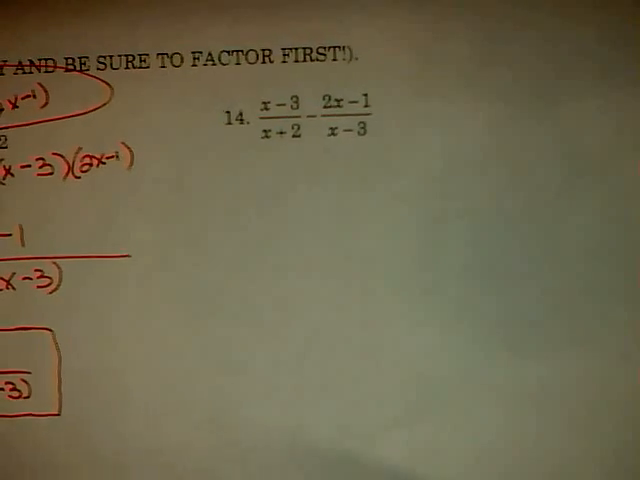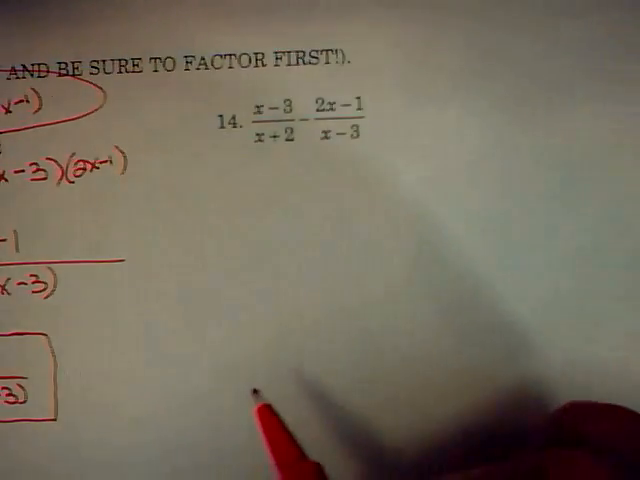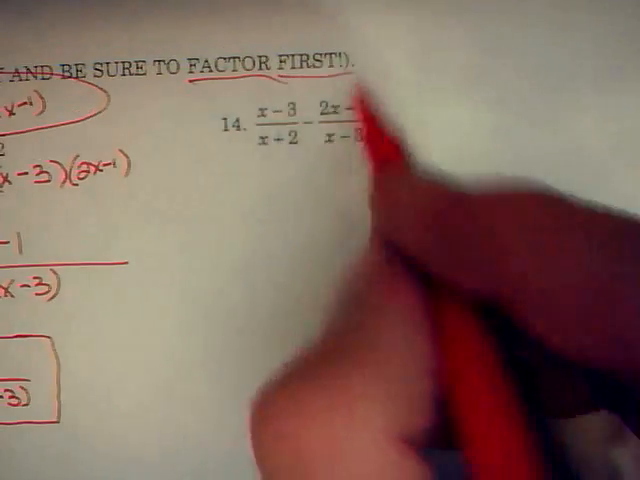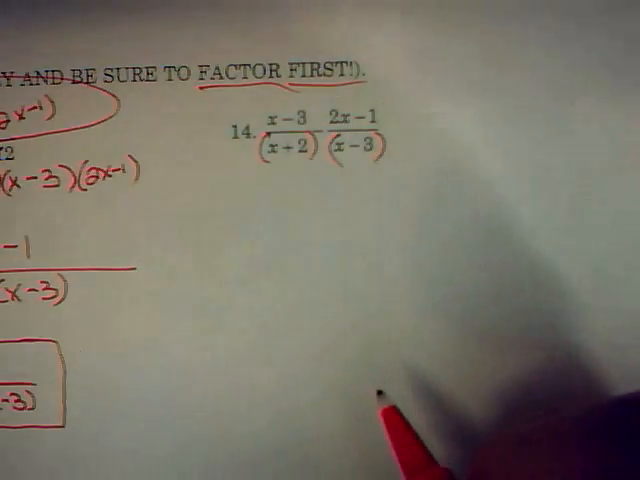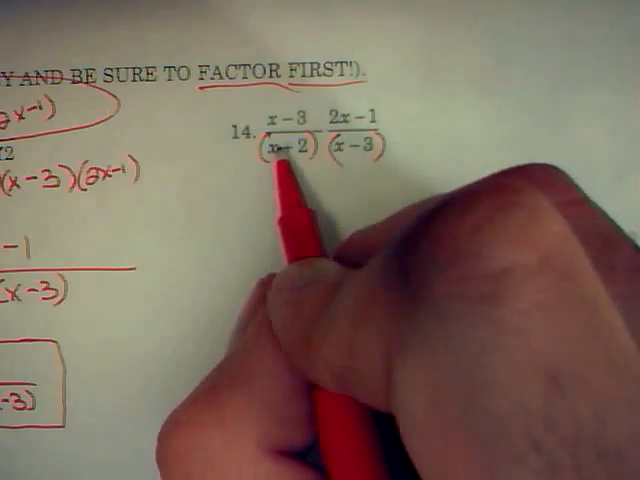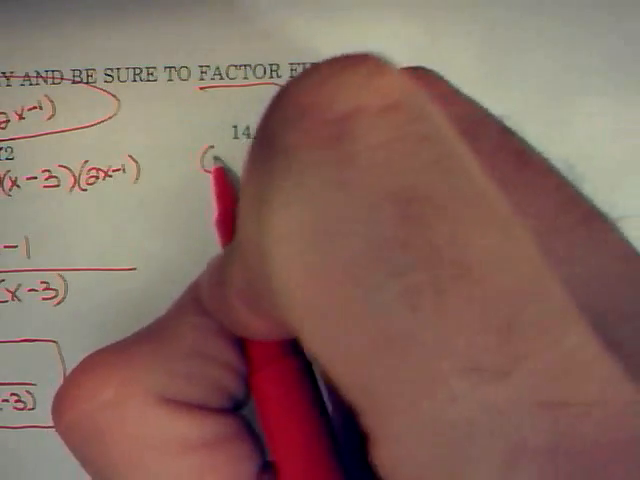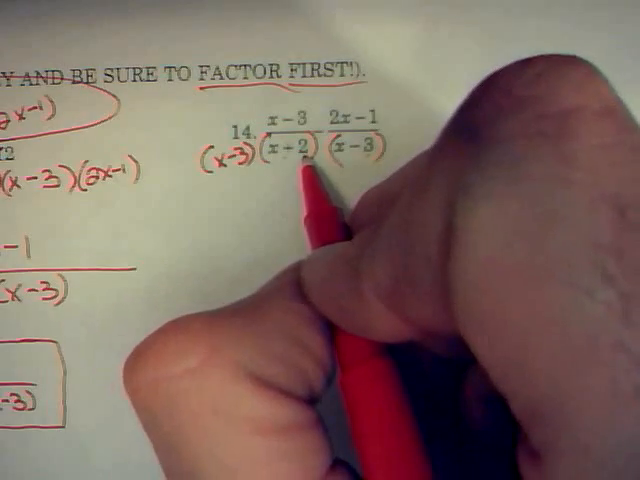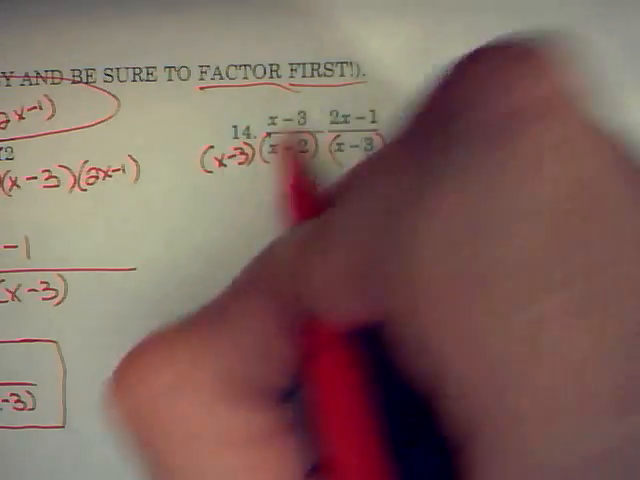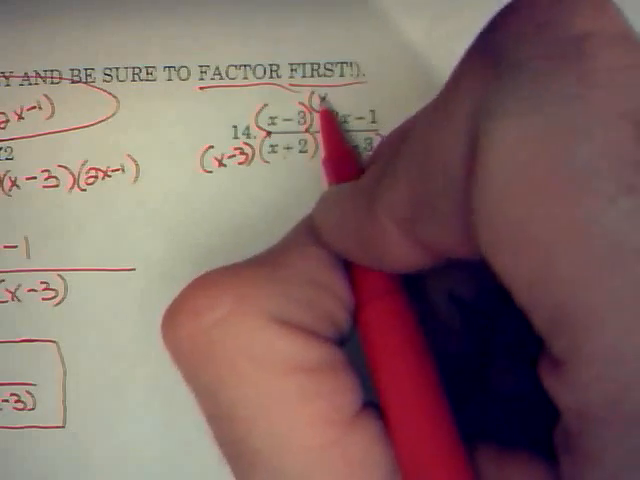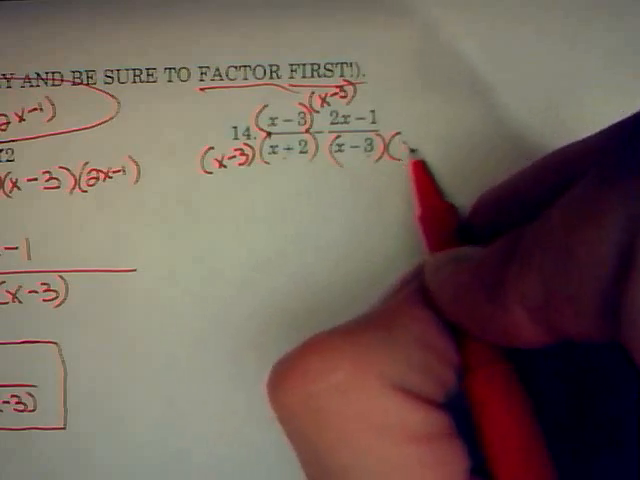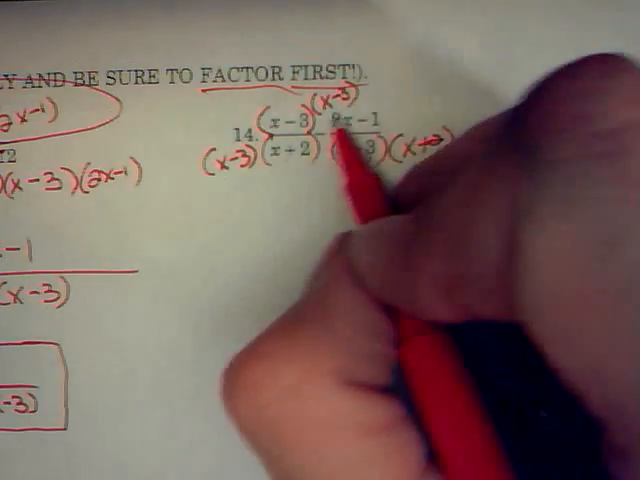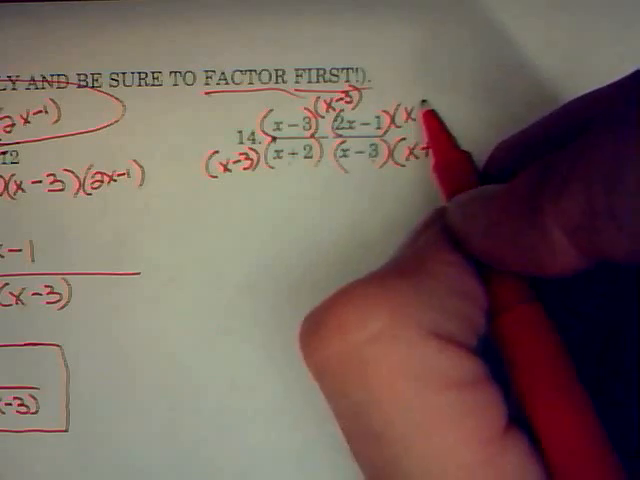On 14, we're subtracting in this case. And again, we should factor first. However, looks like x plus 2 is already factored and x minus 3 is already factored. So we just want to go ahead and make the denominators look the same. So what's missing over here? Looks like we're missing an x minus 3. So whatever you do to the bottom, you do to the top. So we need an x minus 3 on the top. Then over here, looks like we're missing an x plus 2. So whatever you do to the denominator, you must do to the numerator.